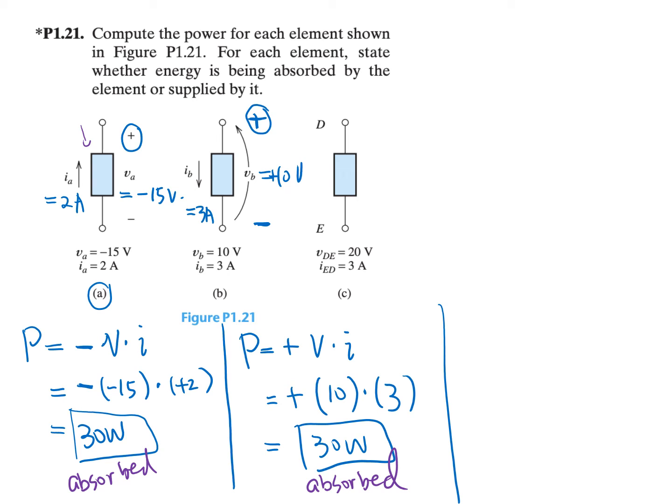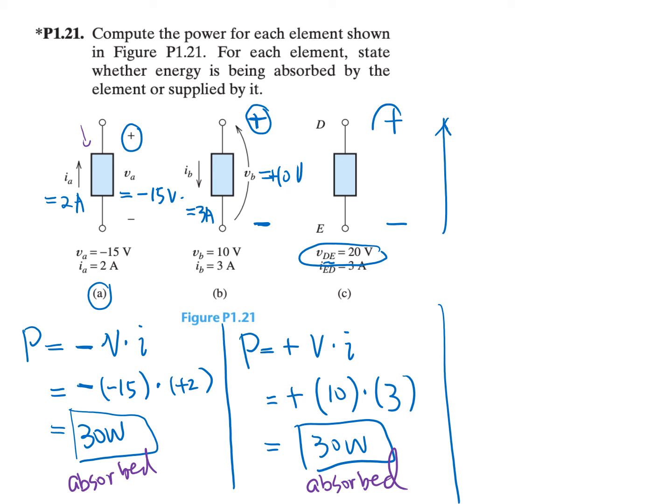Question C. We have the voltage VDE. So that's minus plus. Based on the passive sign convention, the question is VDE. So we typically will have D as positive and E as negative. So here VDE, here is a positive and here is a negative. Then we have IED, which flows from E to D, and that's 3 mA.